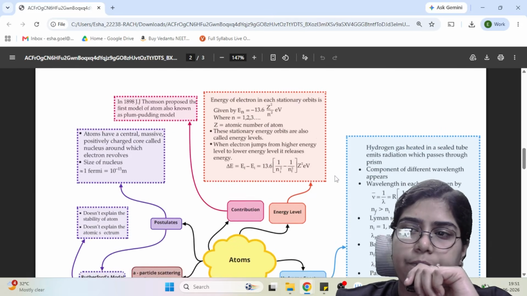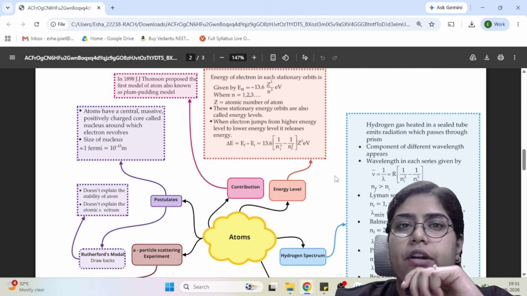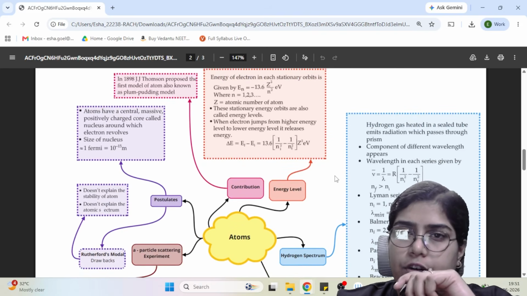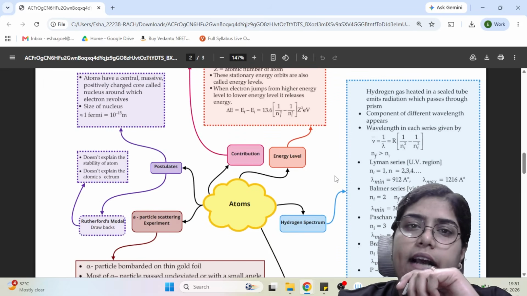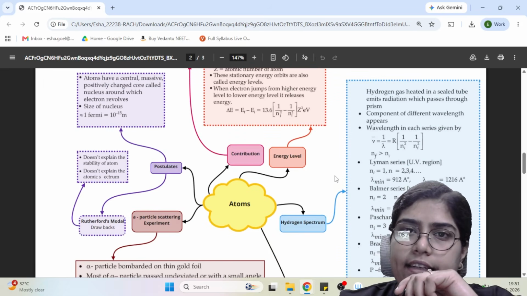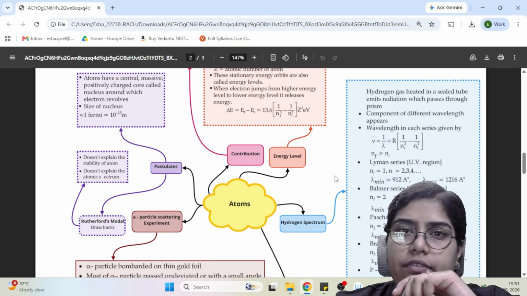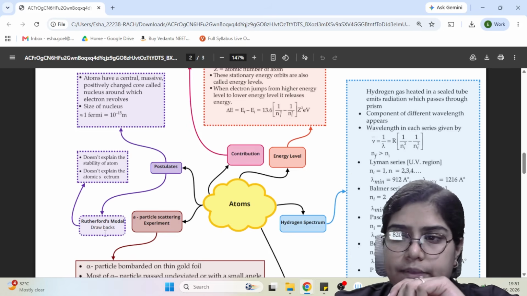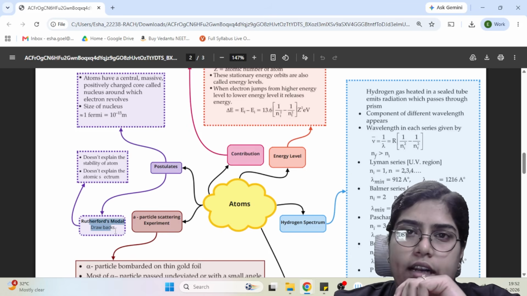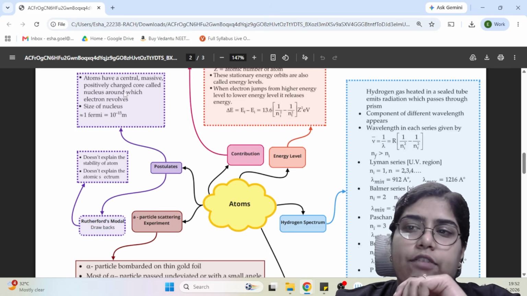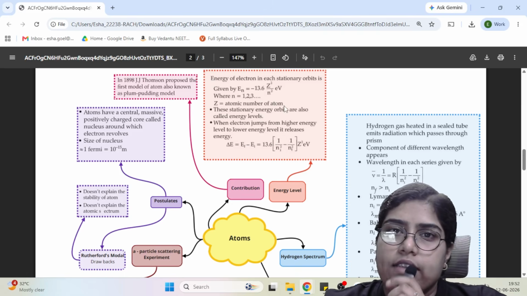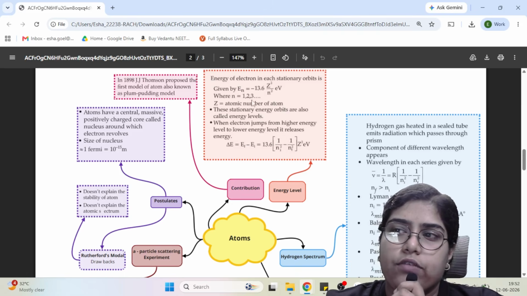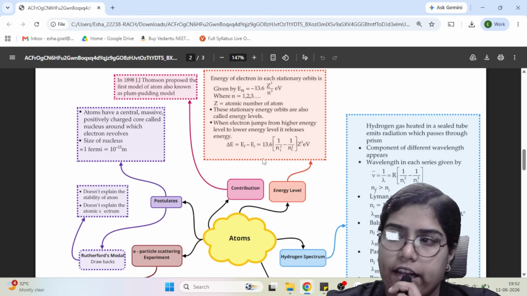Then we have atoms. In atoms, the most important thing is Bohr's postulates of the atom, right? Whatever Bohr postulated, and the formulas, that is the energy of the nth orbit, the radius of the nth orbit, and all those formulas. The first thing was Rutherford's model and the drawback of that model. Then second was Bohr's postulates. Then the energy level theory that was given by Bohr, and this is one of the most important formulas for energy in the nth orbit.